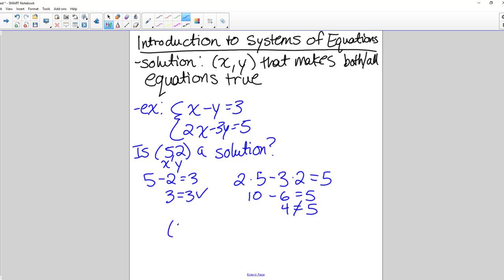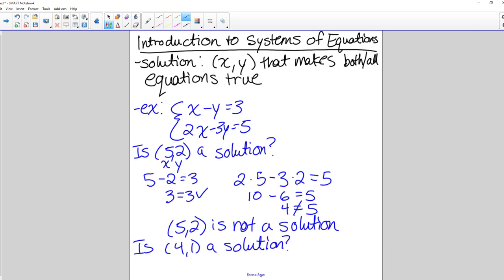So this means that (5, 2) is not a solution to that system. Even though it worked for the first equation, it didn't for the second, so it's not a solution. Now let's check out (4, 1). Is (4, 1) a solution?